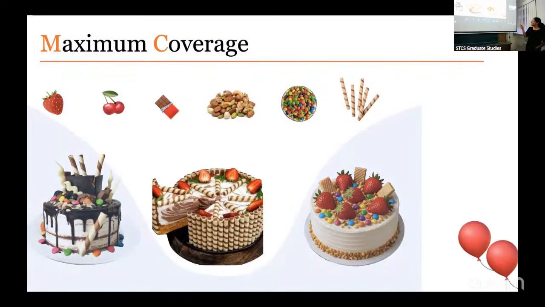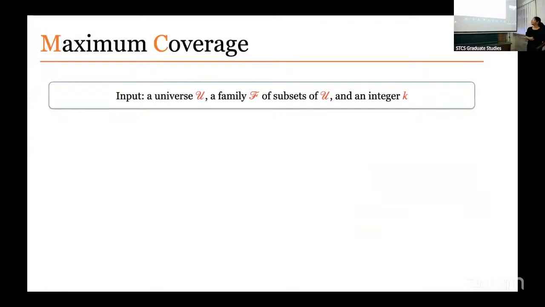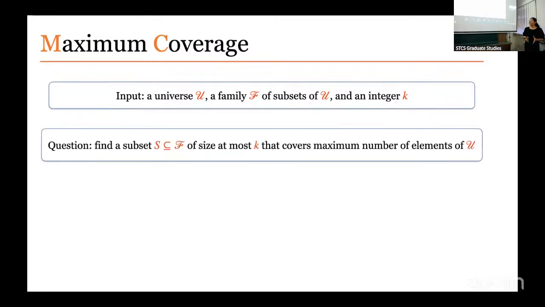If I look at these two cakes, then more or less every topping is covered. So this is precisely the coverage problem. If we look at the problem mathematically, we have a universe U, which was toppings in our example, and a family of subsets of U, which was the set of toppings covered by a cake in the previous example, and an integer k. Your question is to find a subset of the family of size at most k that covers the maximum number of elements in your universe.